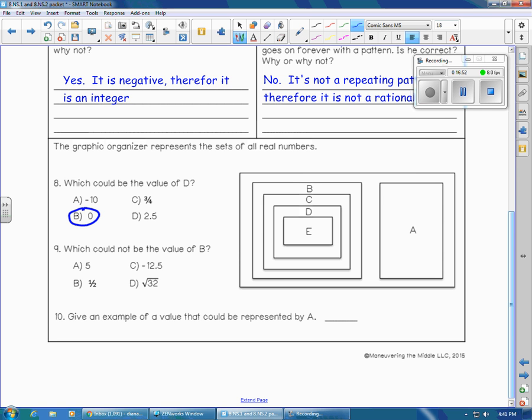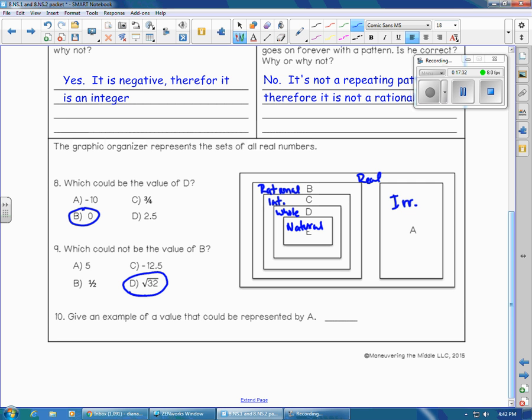Which could not be in the value of B, which is this one out here. And we said, you know what, I'm going to label these because this is hard without it being labeled. This is natural, whole, integer, rational, real, and this is irrational. Okay, so which could not be in the value of B? Rational. So what's not rational? One that is not a perfect square.